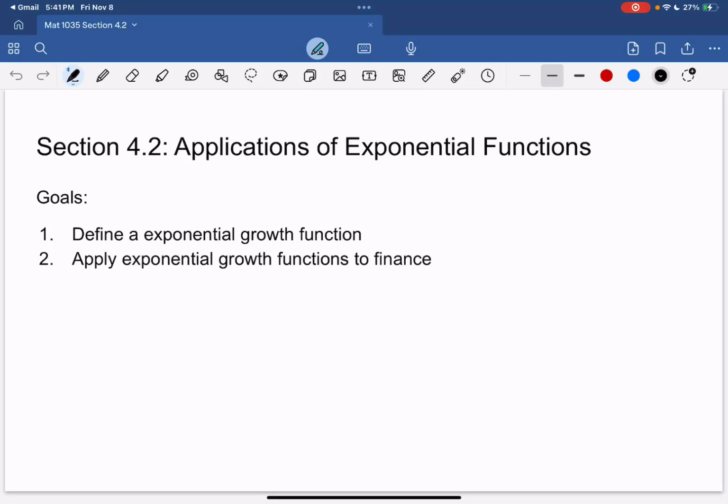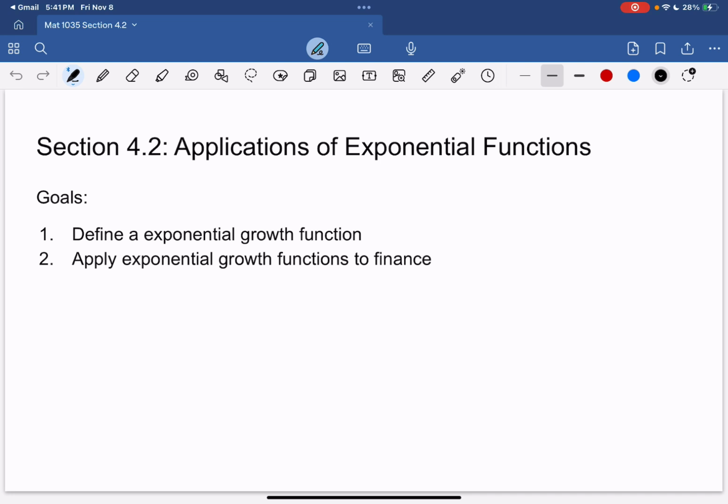Okay, so for this section, I want to talk about applying exponential functions. So in the first section, for chapter 4, we just kind of laid down the groundwork of what an exponential function was. So now I want to find some applications.